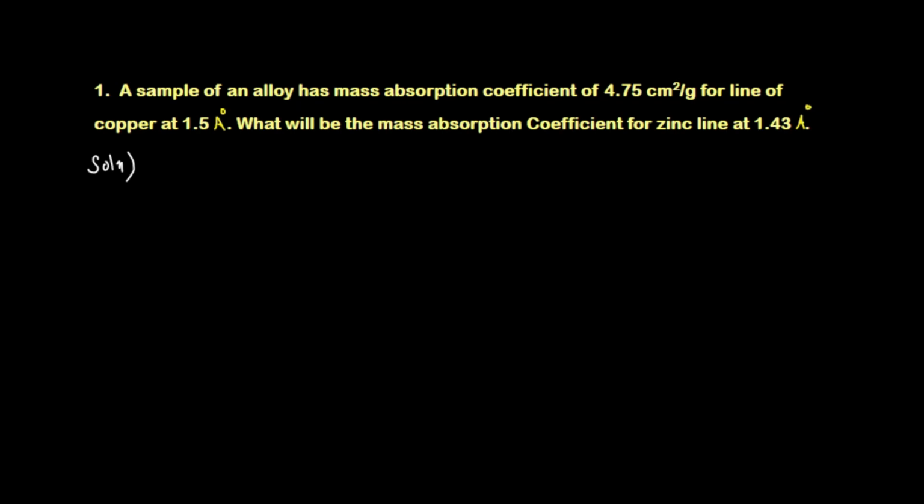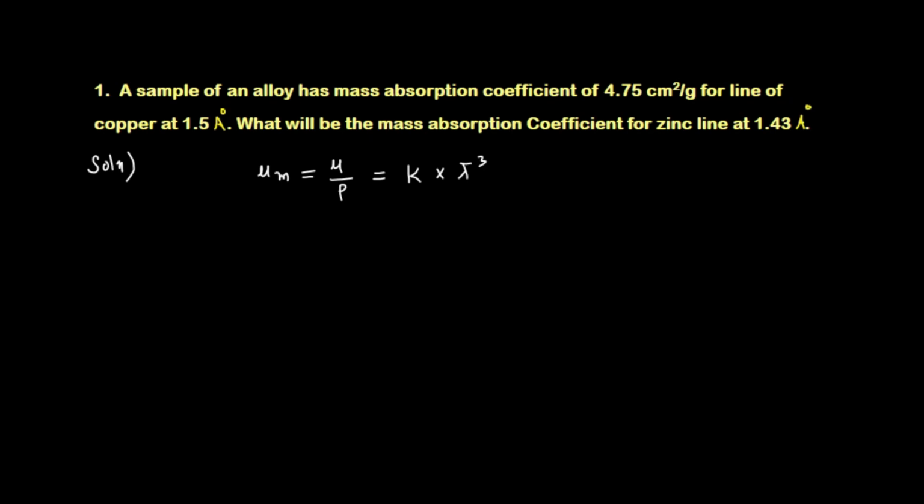The formula is mu m, which is written as mu over rho, and mu over rho is equal to k multiplied by the cube of the wavelength, where k is the extinction coefficient, right, and lambda is the wavelength of the light. So this is the formula. You have two different wavelengths, so you can convert this formula into two different formulas and then take the ratio to solve the problem.